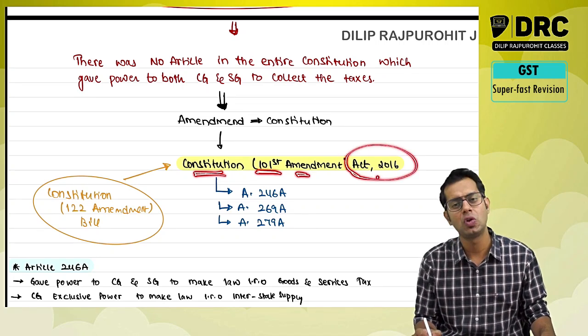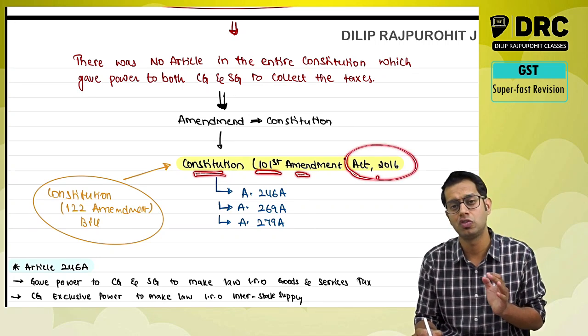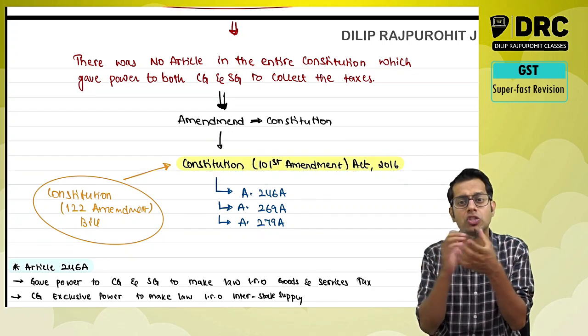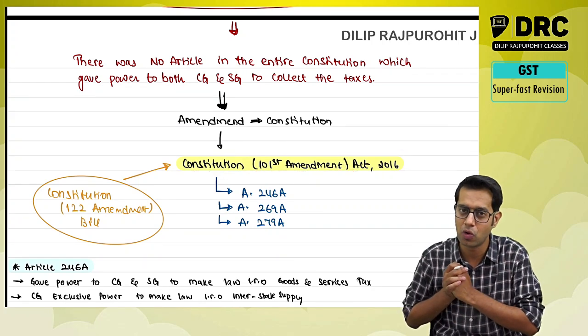Why did it come into existence, sir? Because GST is a type of tax which will be collected by the central government and state government jointly. Simultaneously, it will be collected by the central government and state government.